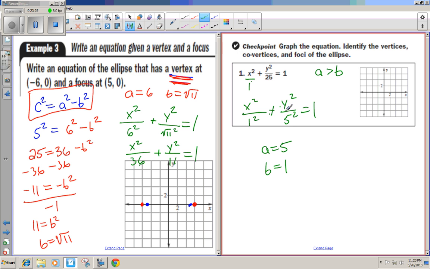And since, again, a is greater than b, the a value goes underneath the y for the vertices. So that means the vertices are at 0, plus or minus 5. The covertices are at plus or minus 1, comma 0.